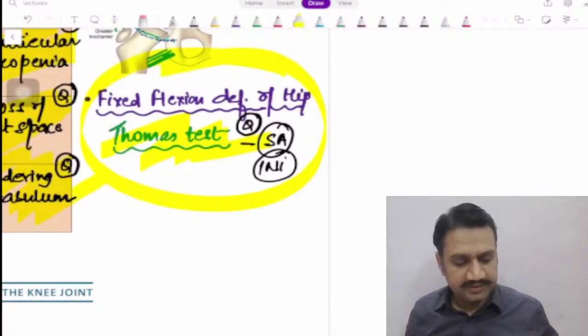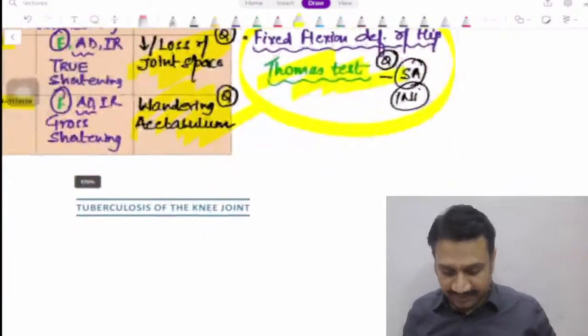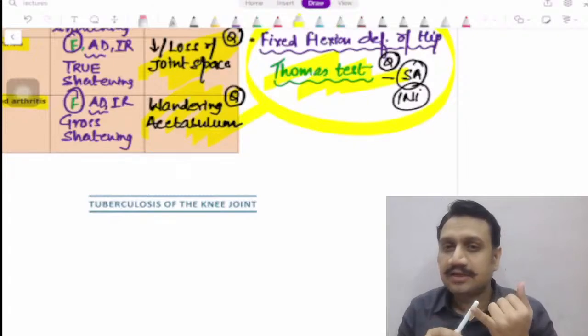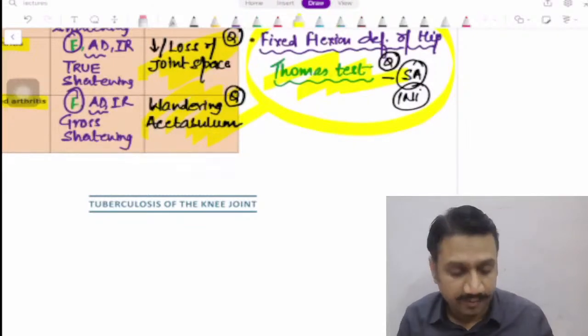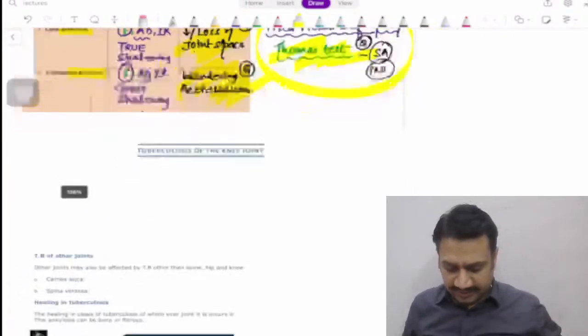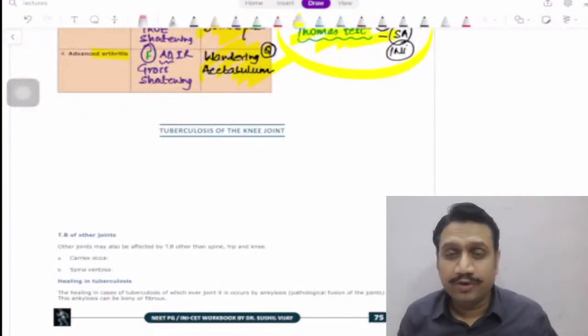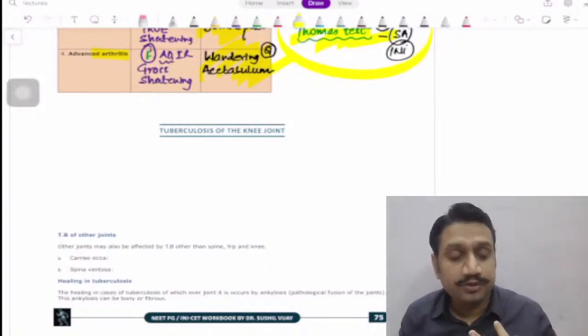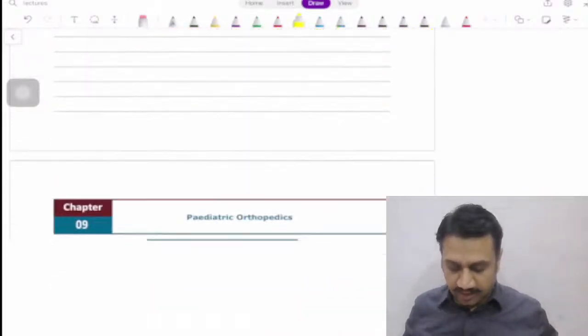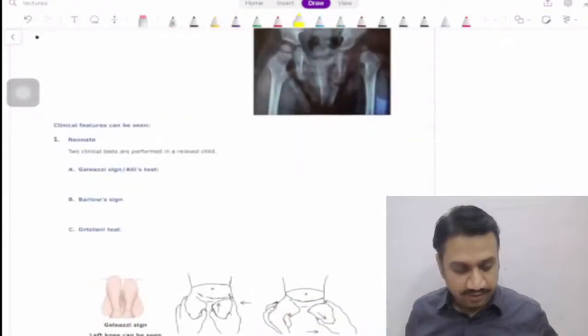All right. So this is about the TB hip. So please don't forget the stages: wandering acetabulum, decrease of the joint space, Thomas test, and the fixed flexion deformity of the hip. Okay, so this is all in TB. I want you to remember the investigations, their relevance. I want you to remember the image of chronic osteomyelitis and the tuberculosis.